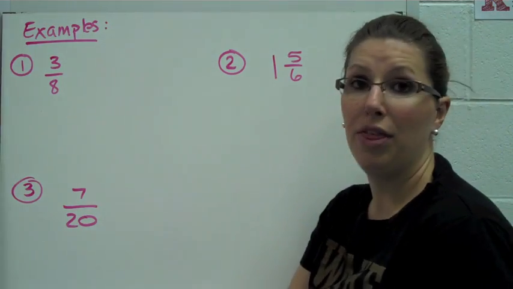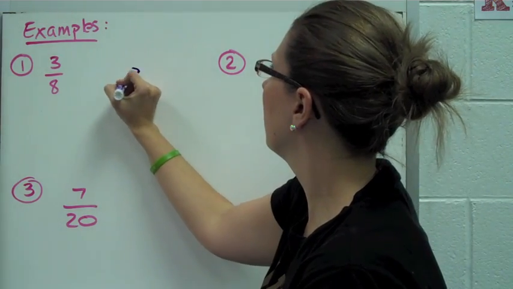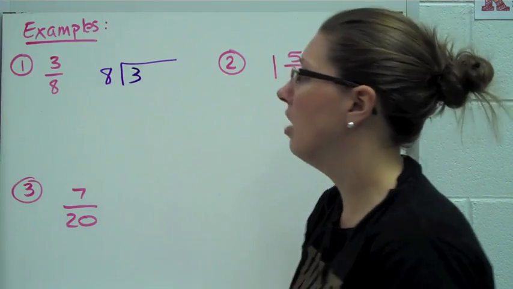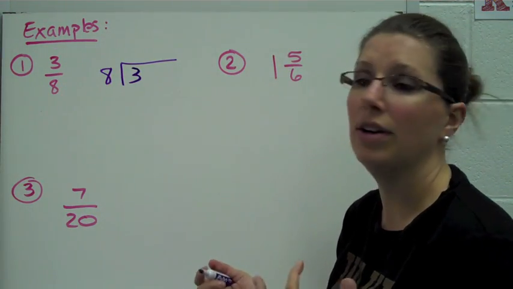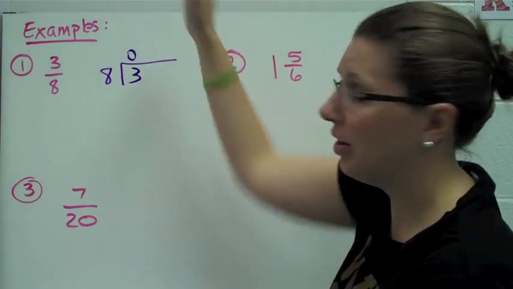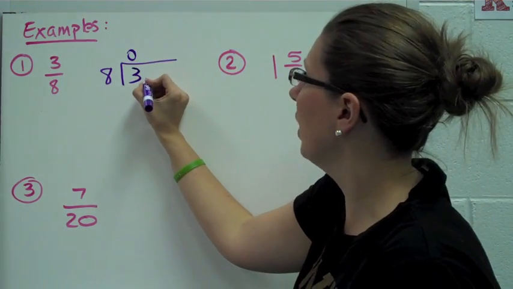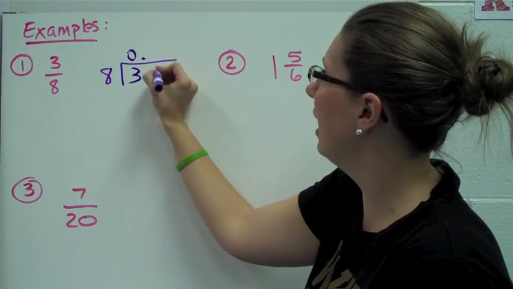All right, we've got 3 divided by 8. So I'm going to write it using long division. Once I've got it written down, I'm going to ask myself a series of questions. First, can 8 go into 3? No, it cannot. 8 cannot go into 3 evenly. So I put a 0 above the 3, add a decimal, bring it up, then add a 0 here.